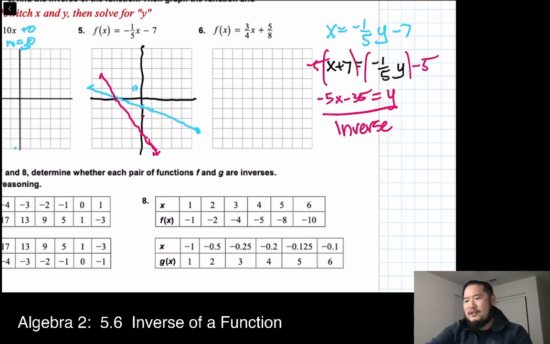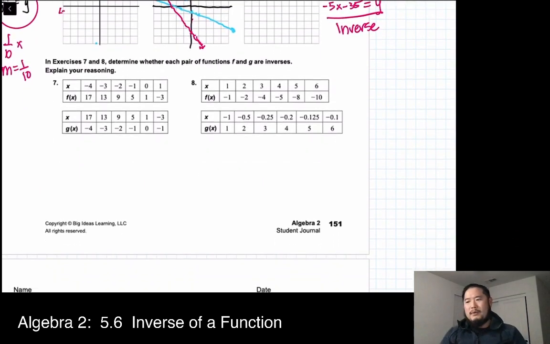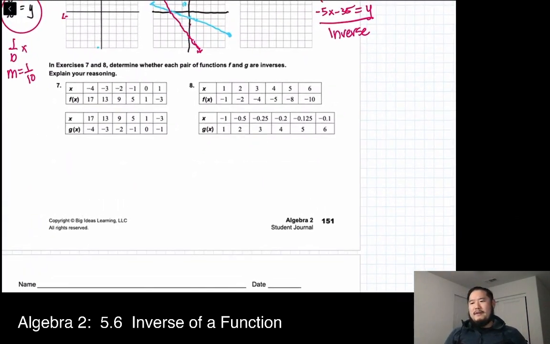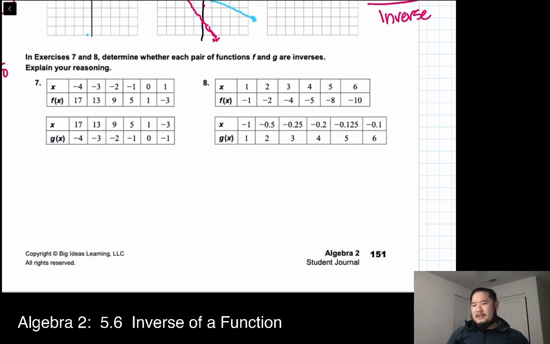All right, so we have done with that. Up next, determine whether each pair of functions f and g are inverses. Pretty simple. Remember, if we have functions that are inverses, that means that x and y would be switched. If you switch, you just got to be able to switch x and y.